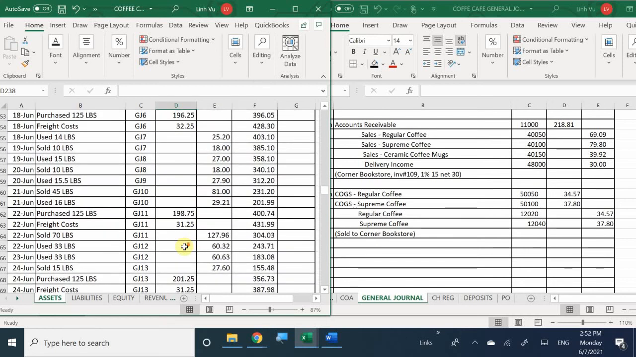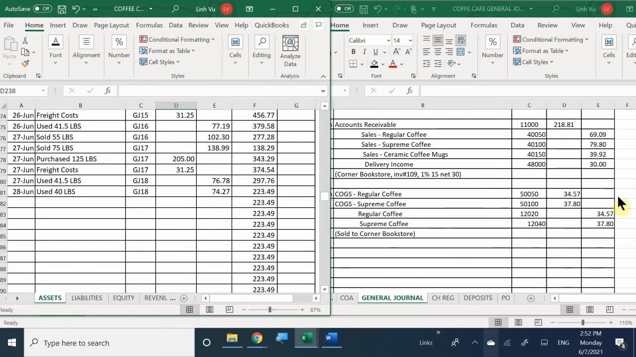And then down to the Supreme Coffee. 6.29. Sold 20 pounds. GJ 19. For a credit of 37.80, for a running balance of 185.69. Yes, and we know for sure because we calculated that manually in our inventory worksheet, and that's exactly what we got. 185.69.